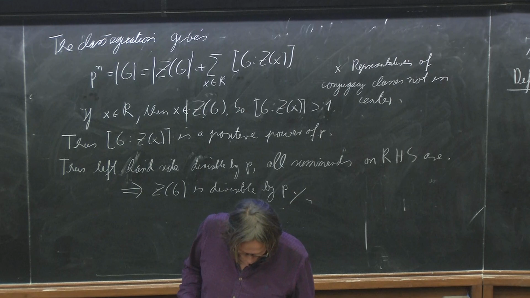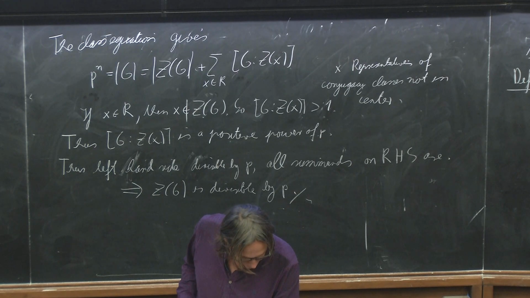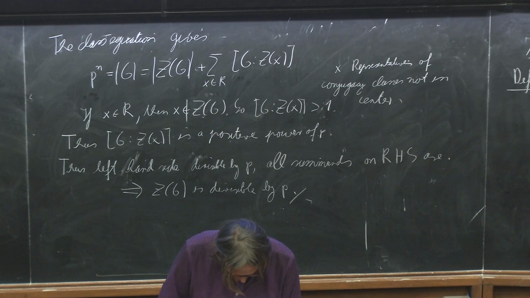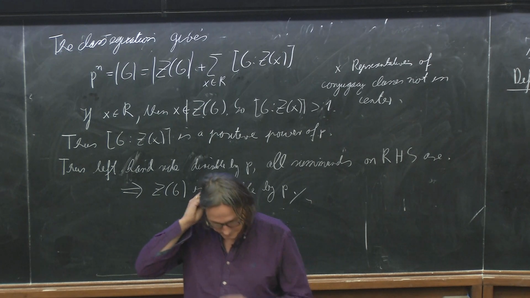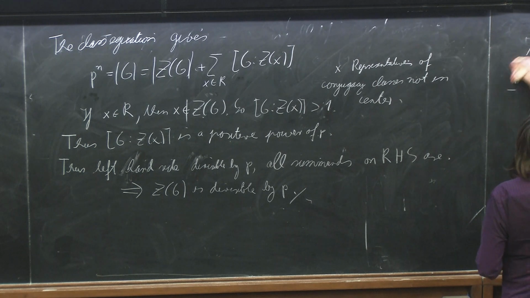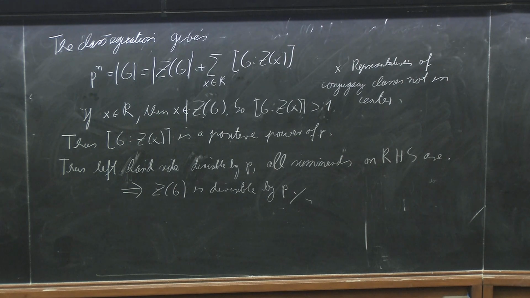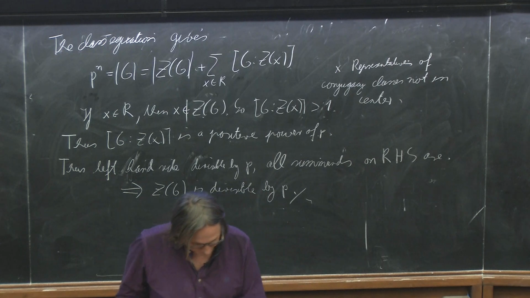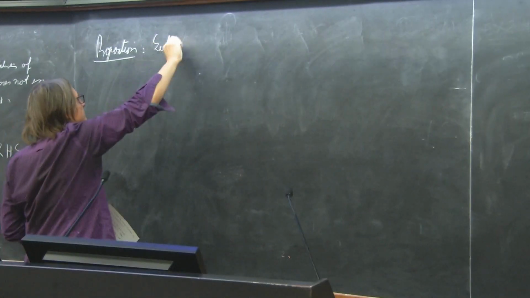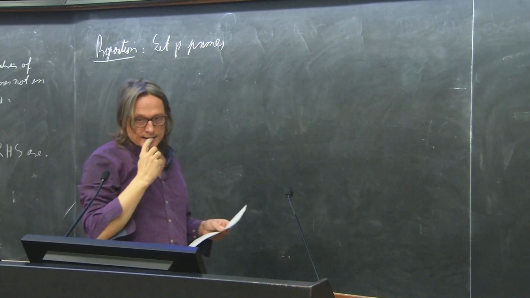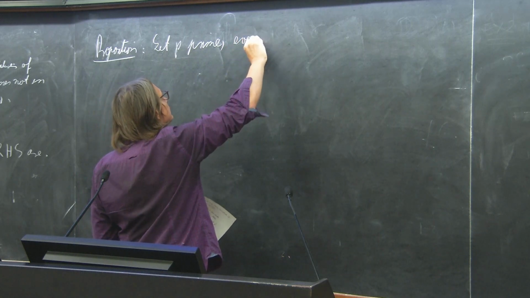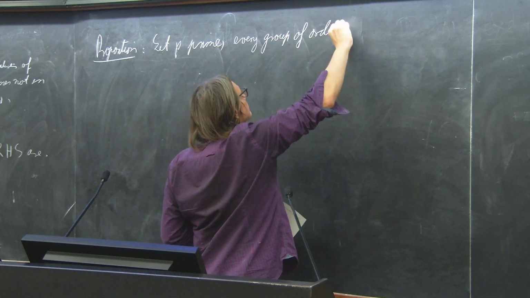Okay. And now we can prove that every group of order p squared is abelian. Now, quite simple. So, proposition: let p be a prime, then every group of order p squared is abelian.